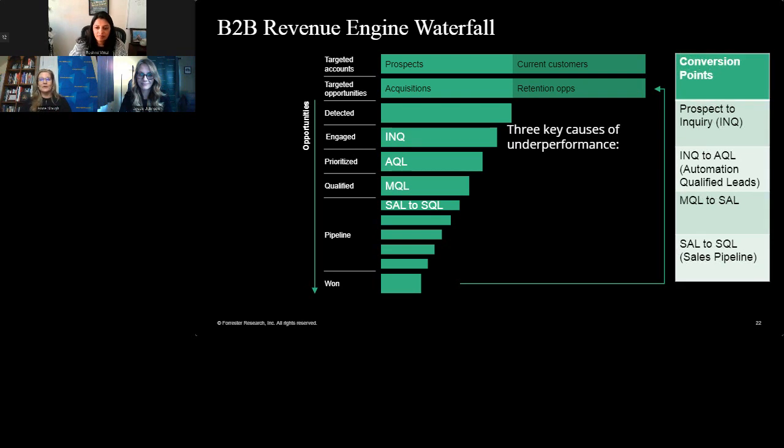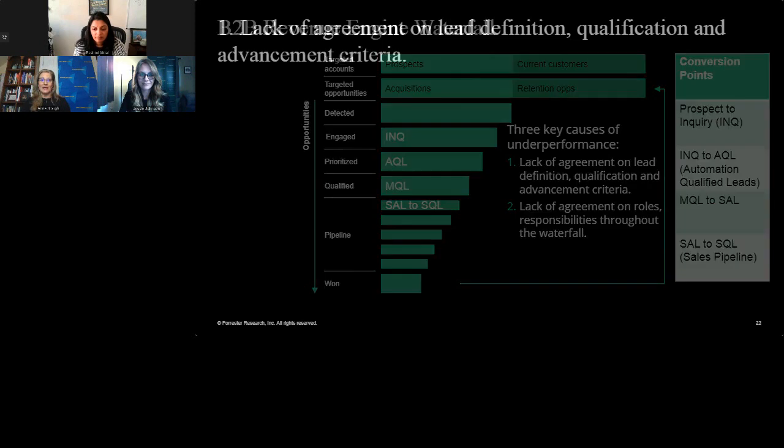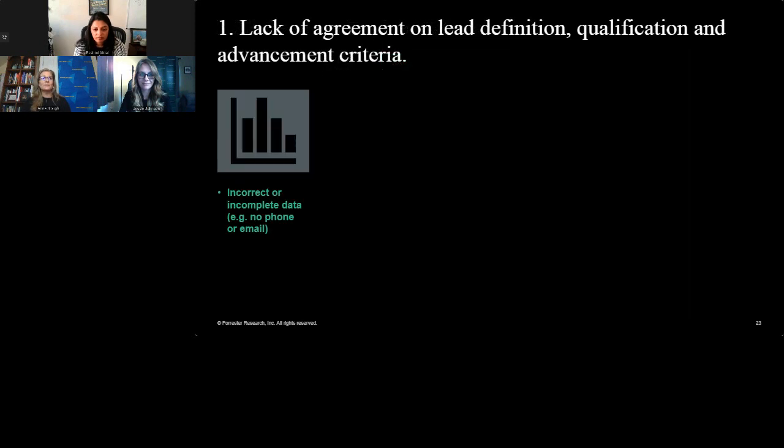So let's look at what are the 3 causes of underperformance that we typically see within the waterfall. The first one is lack of agreement on lead definition, qualification, and advancement criteria. The second one is lack of agreement on roles and responsibilities throughout the waterfall. And the third one is lack of measurement within the waterfall and creating a feedback loop. So let's move through each one of these.